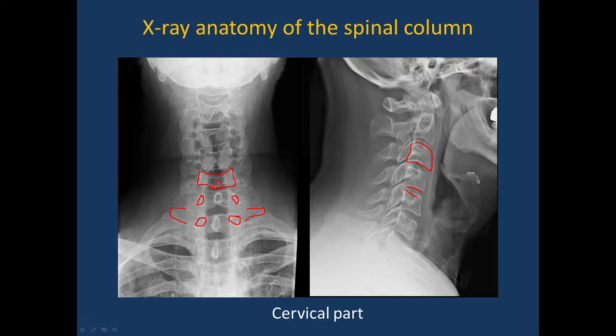height and sizes of the intervertebral disc here. On the lateral projection, very well visible is the gap or cavity of intervertebral joints, as well as the spinous process of the cervical vertebras.